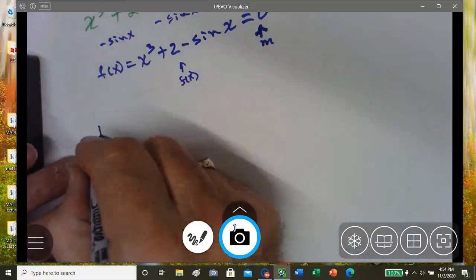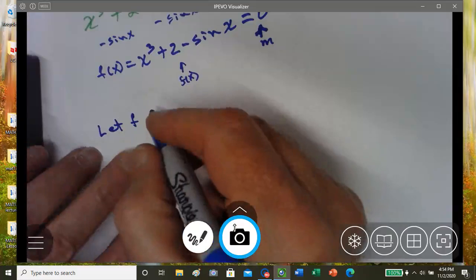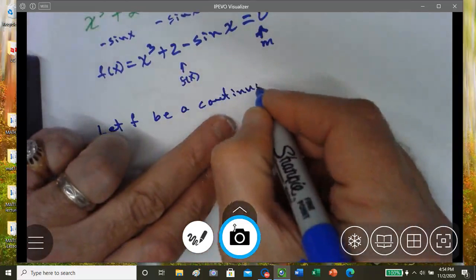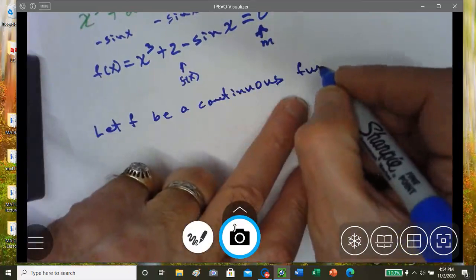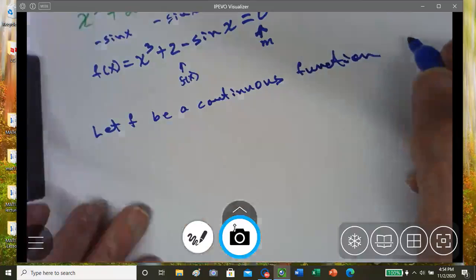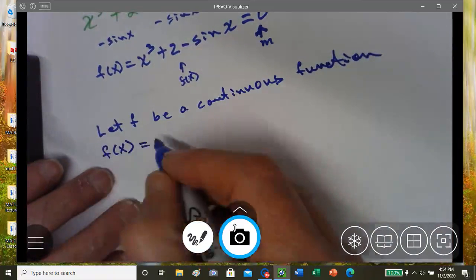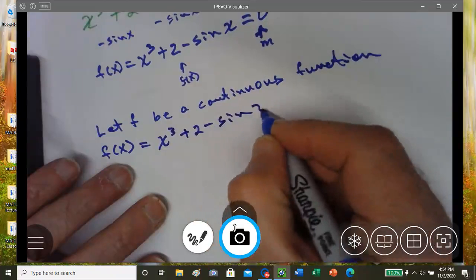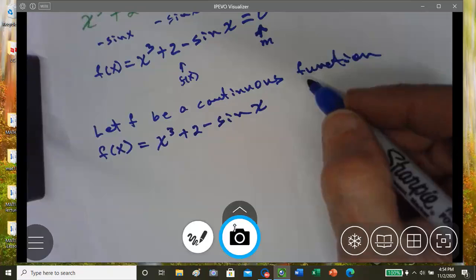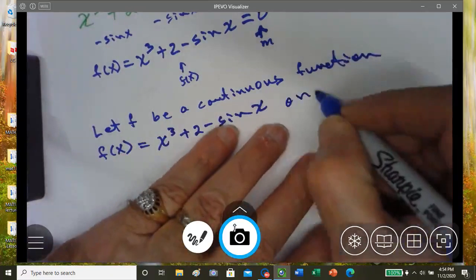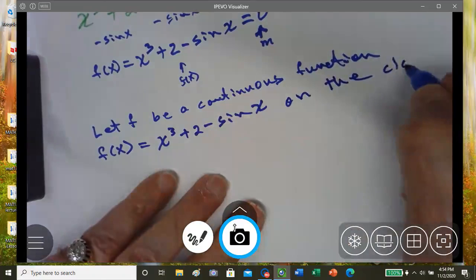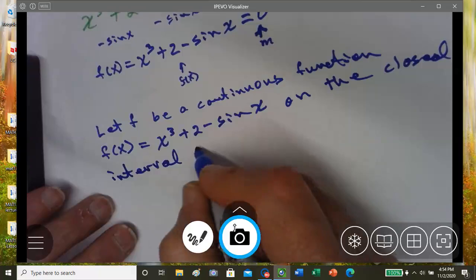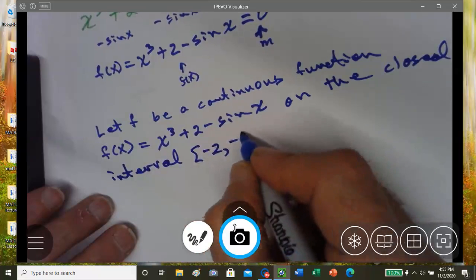So let f be a continuous function. f of x is equal to x cubed plus 2 minus sine x on the closed interval from -2 to -1.